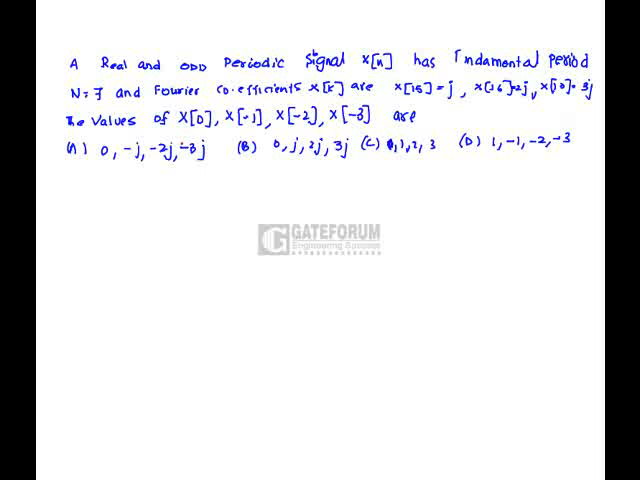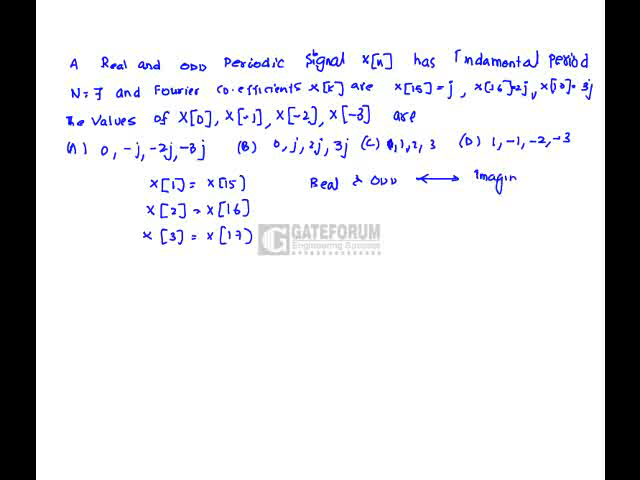Here the sequence is going to be repeated with period 7. So X of 1 is going to be X of 15, X of 2 is going to be X of 16, X of 3 is going to be X of 17. But here in time domain it is real and odd, so in frequency domain it is going to be purely imaginary and odd. So X of minus 1 is going to be minus of X of 1, which is equal to minus j.